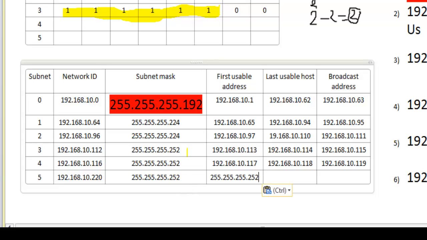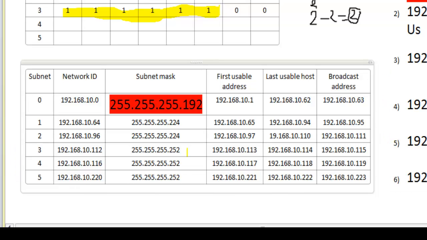So here, sorry, okay, 121, and here will be 122, and here will be 123, and that's 123, because 124, that's the next network ID.